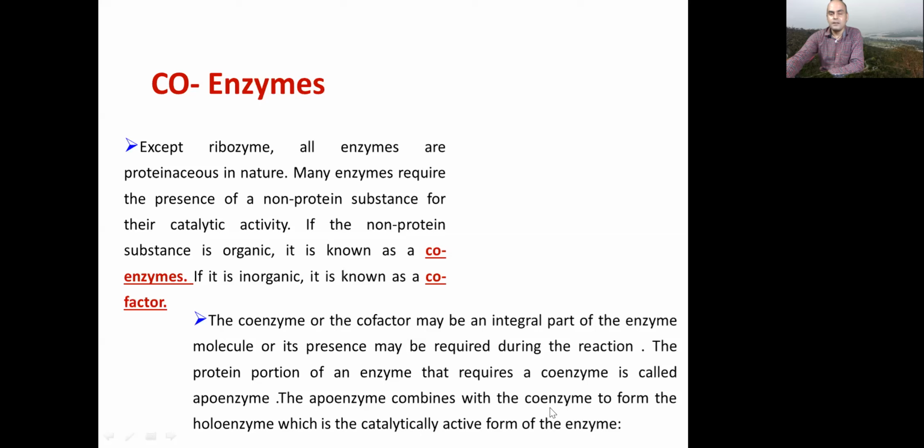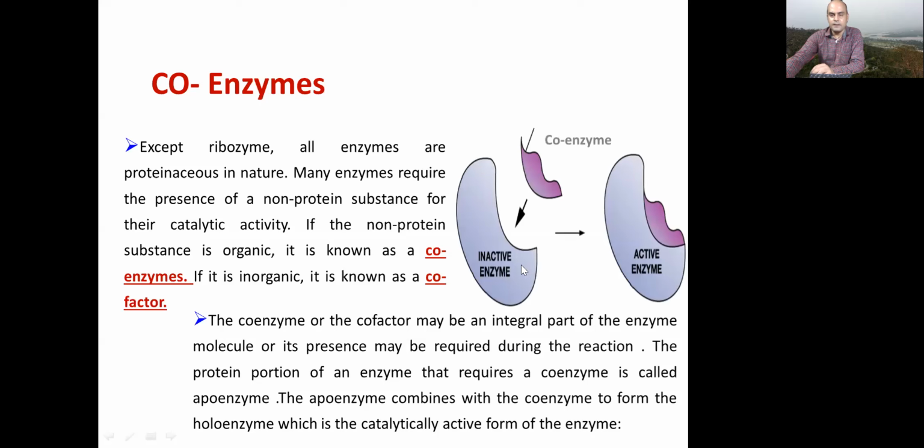Now the coenzyme may be integrally bound with the enzyme, or its presence may be required during the reaction as a second substrate. For example, if this is an inactive enzyme or apoenzyme, when it binds with the coenzyme, it forms the active enzyme or holoenzyme.